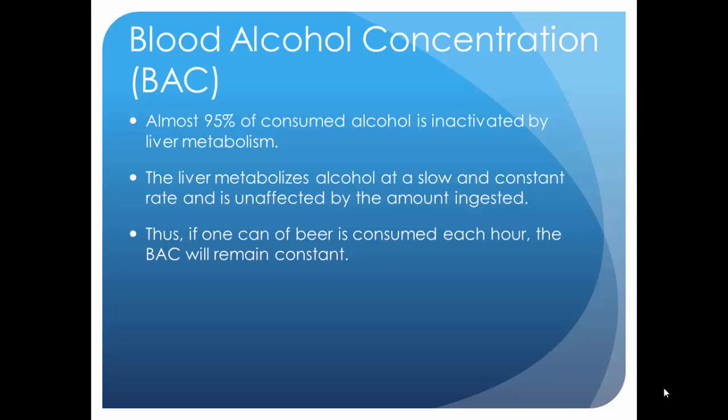Like other substances, the liver breaks down alcohol and inactivates almost 95% of the alcohol consumed. And it does this at a slow and steady rate. So it doesn't matter how much you drink, the liver is still going to metabolize alcohol at the same slow and steady rate. So if you drink 1 beer per hour, your BAC is going to remain constant. If you drink more than that, your BAC is going to increase.